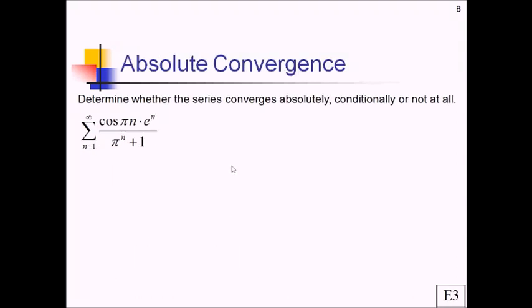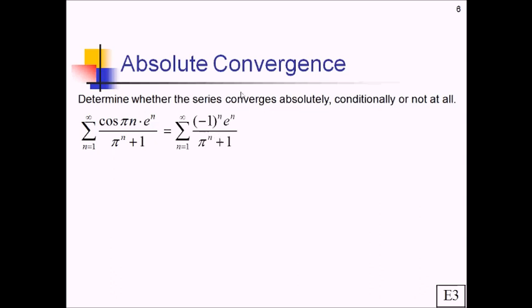For this last example, we're going to try to figure out whether this series converges absolutely, conditionally, or not at all. Pause the video and see where you can go with this one. All right, now the key on this one is recognizing that cosine of pi n is really just negative 1 to the n. You're just going back and forth between negative and positive 1 as you go to 1 pi, 2 pi, 3 pi on the unit circle. So I'm going to rewrite it like so. So it's now an alternating series.